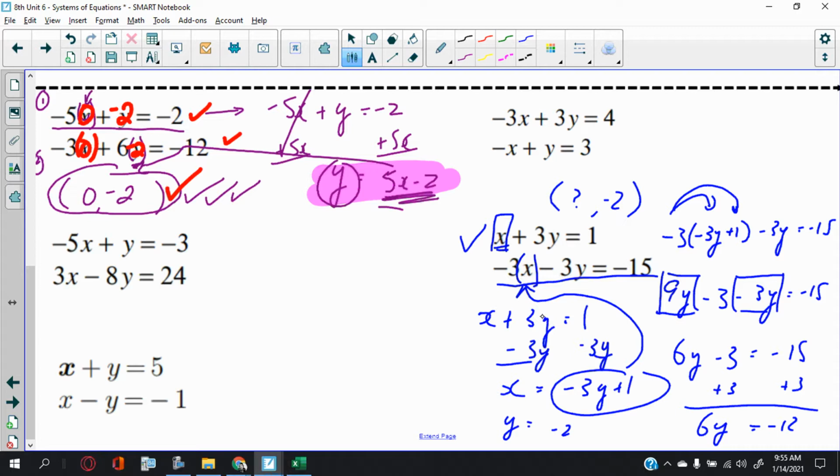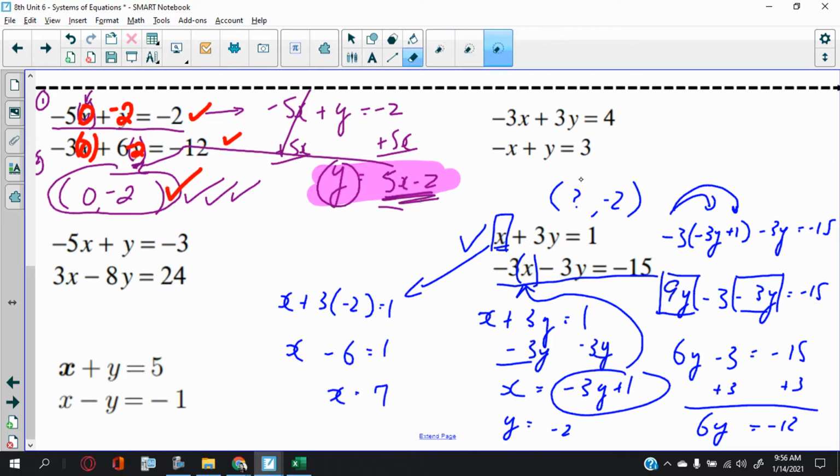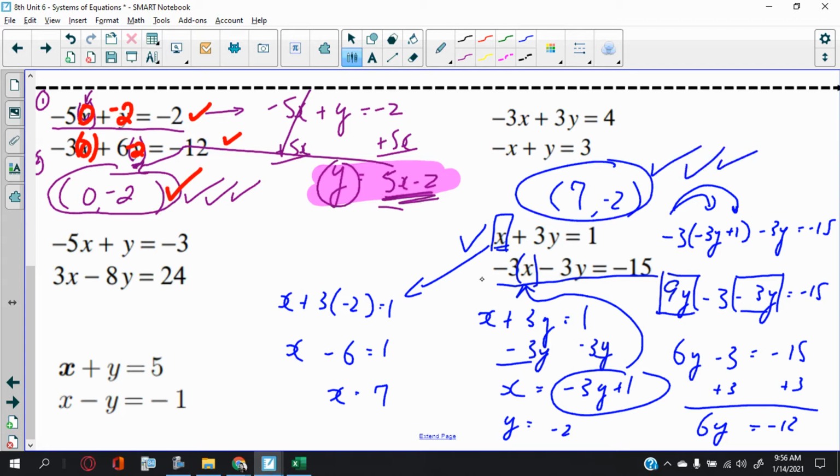I need to know what x is, so I'm going to pick the easy one and substitute. y is -2, so x plus 3 times -2 equals 1. Am I right? I'm just still double checking. Yeah. x minus 6 equals 1. So x is equal to 7. So this is 7. And so your solution is 7, comma -2.